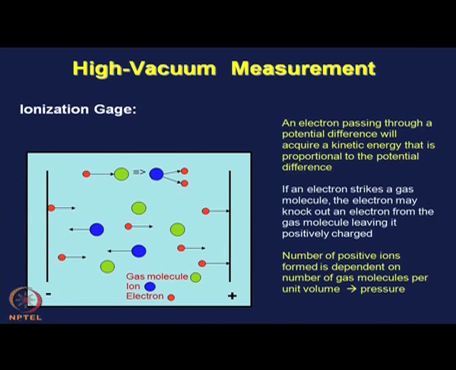Number of positive ions formed is dependent on number of collisions. The more the number of collisions, the higher is the possibility of forming these positively charged ions. So, number of positive ions formed is dependent on number of gas molecules, and number of gas molecules per unit volume is nothing but a measure of pressure.